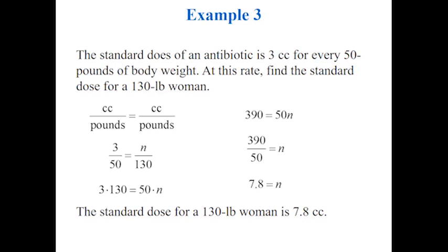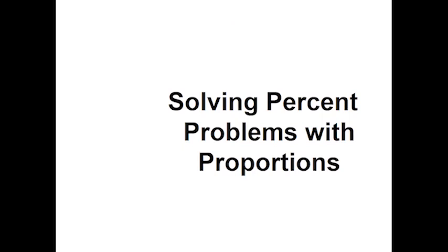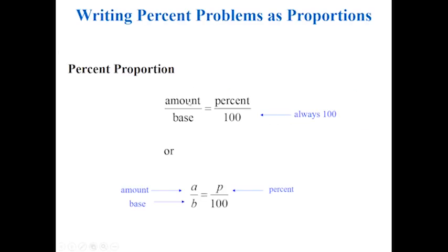Okay, so that's proportions. Now, method 2 for solving percent problems will be with proportions. There is a percent proportion. Amount is to base as percent is to 100. The percent number always is written over 100 because, for instance, 30% is the fraction 30 over 100.